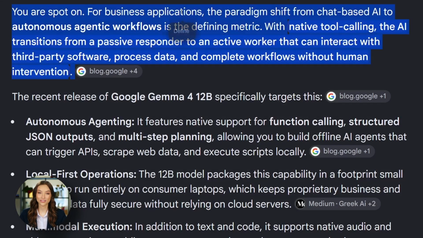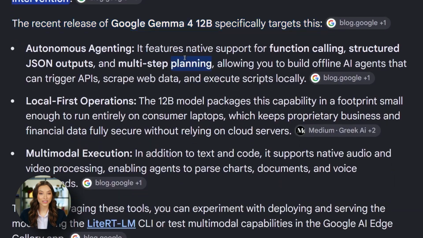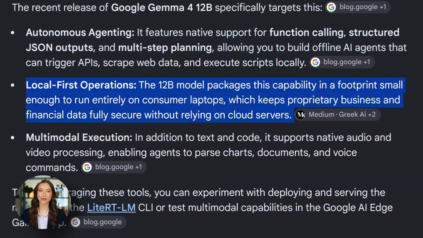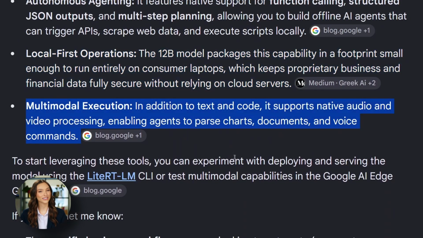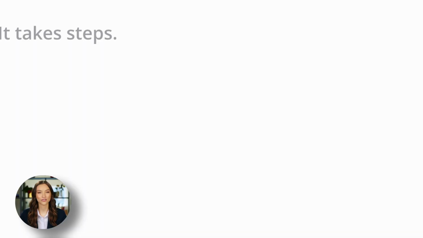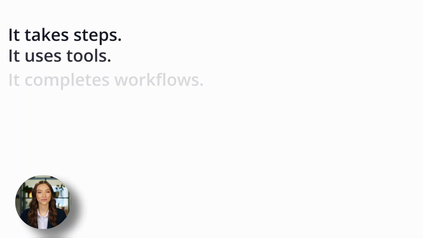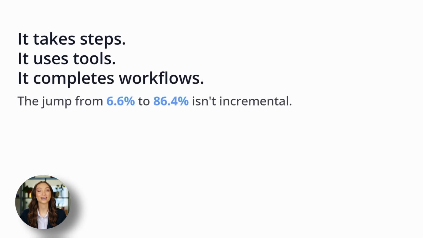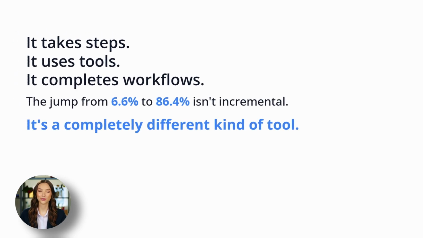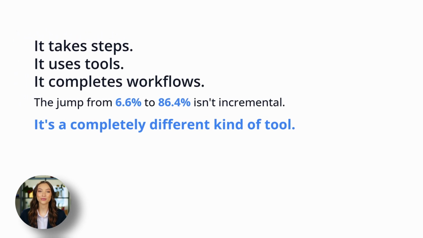That last number is the one that matters most if you run a business. Agentic AI means the model doesn't just answer questions, it takes steps. It uses tools, it completes workflows. The jump from 6.6% to 86.4% isn't incremental. It's a completely different kind of tool.